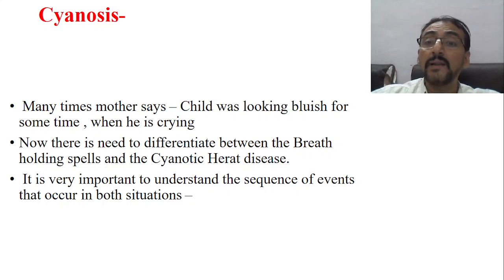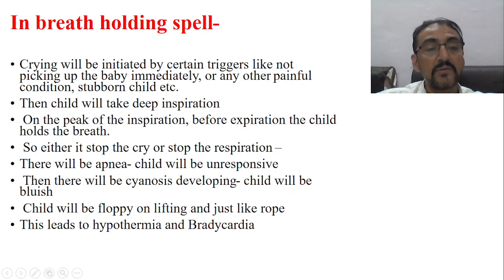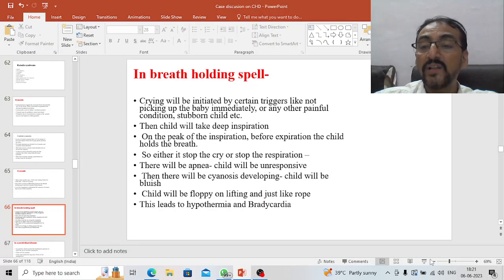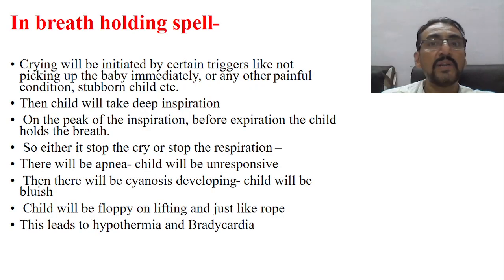Breath holding spell also produces cyanosis. So therefore, it is very important to understand the sequence of events that occur in both the situations. So we should know what happens in breath holding, and what happens in congenital cyanotic heart disorder. Understanding both is very important. Let us try to understand the first one, the breath holding spell. What actually happens in breath holding spell?